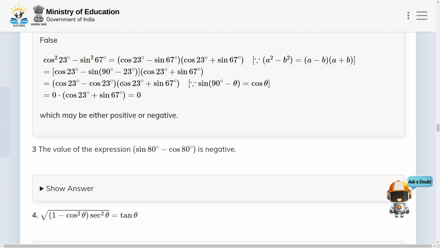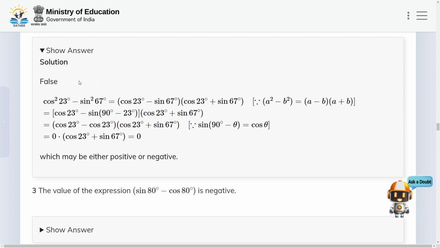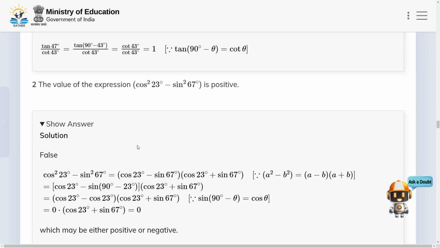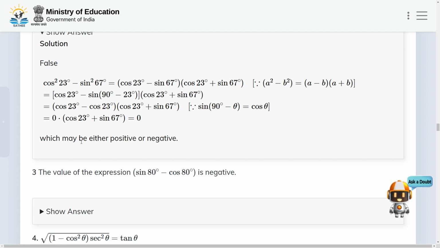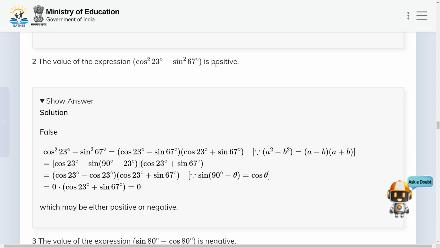Okay, and here cos 23 degree minus cos 23 degree is equal to 0. So 0 times something is actually equal to 0. So the value of this expression is actually 0, which is neither positive nor negative. So the given statement, that the expression is positive, is a false statement. Okay, so now let us move to next problem.